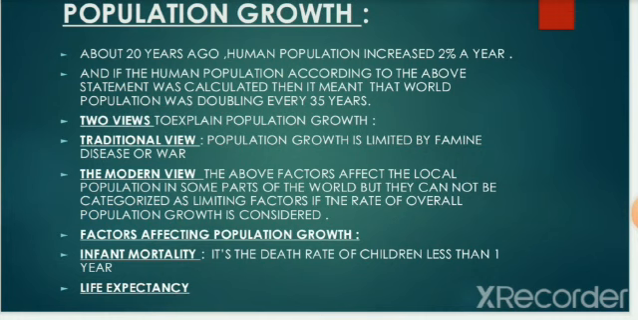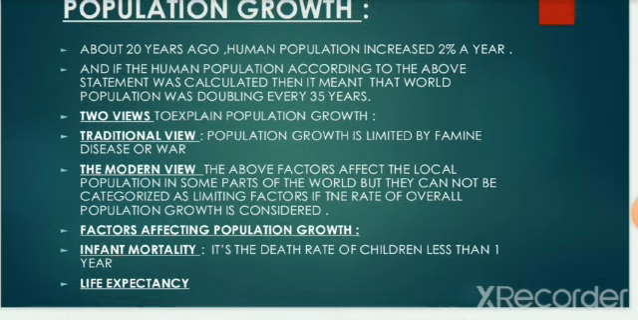Well, if we talk about population growth, two views are considered, the traditional and the modern. The traditional view says that the population growth is limited by famine, disease, or war. That's not just the case and is contradicted by the modern view, which says that population might be affected by these things, but not always. There are many other factors which limit population growth. For example, infant mortality and life expectancy.